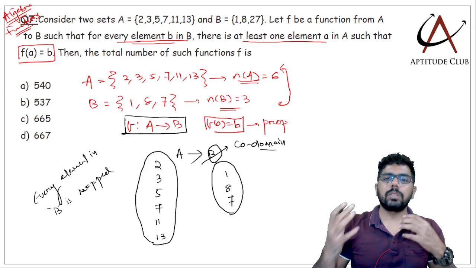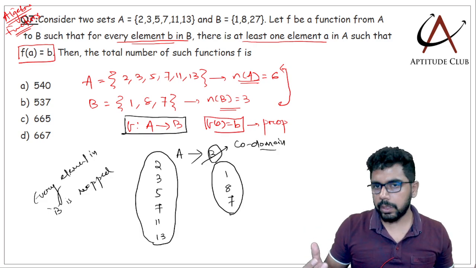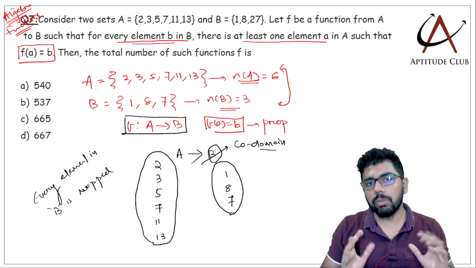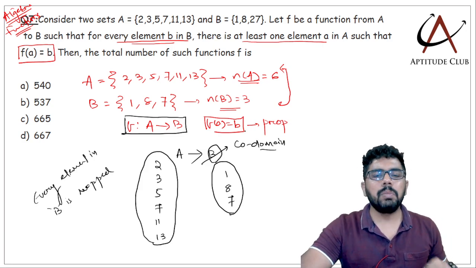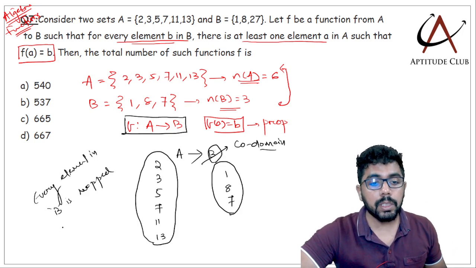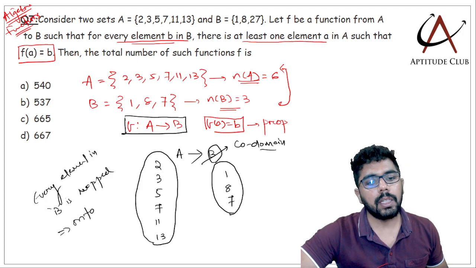Those of you who have not studied functions, you need to read the basics of functions first. This was a pretty direct question, asking if I know the fundamentals of functions. B is the codomain, and if every element in the codomain is mapped, that means basically I'm looking at an onto function.